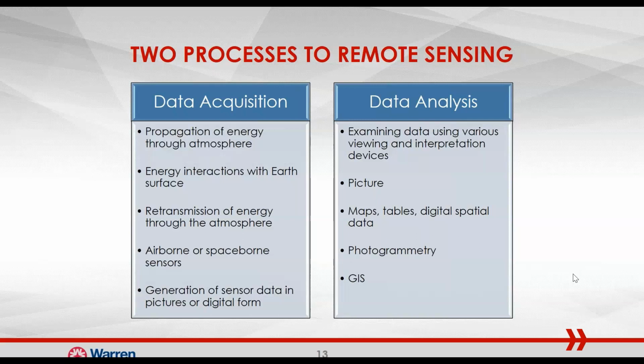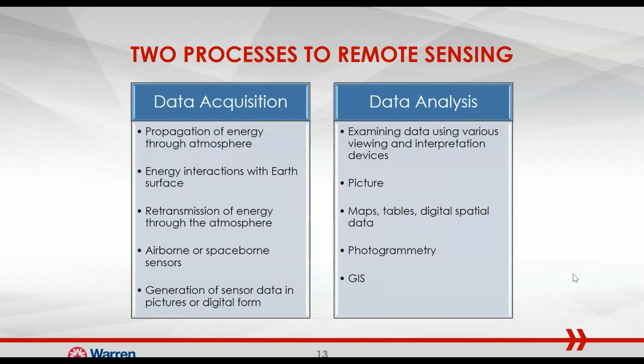So let's talk a little bit about the data analysis. There are various viewing and interpretation devices. They can be software, they can be visual viewing devices. A picture is an analysis. You can look at a picture, but remember, a picture's not really scaled. In other words, 1 inch on a picture does not equal 1 inch on the earth. But can we take a series of pictures, and this is what photogrammetry is, and come up with something that allows us to scale that back to the planet so that we can get a real sense of the size and complexity of something?